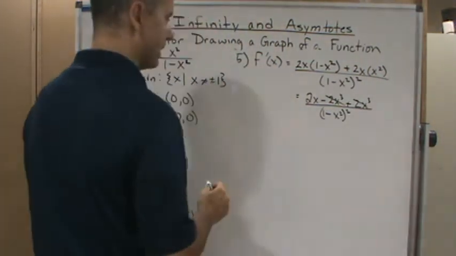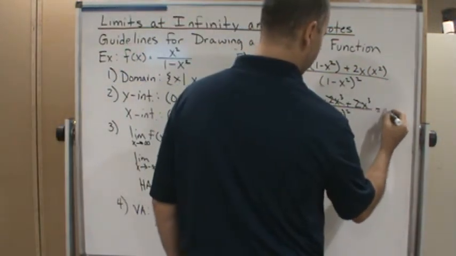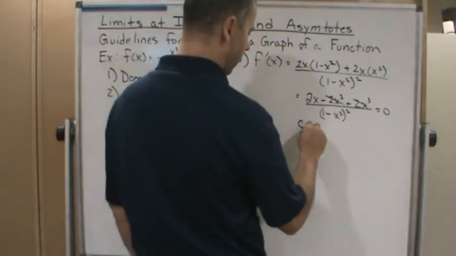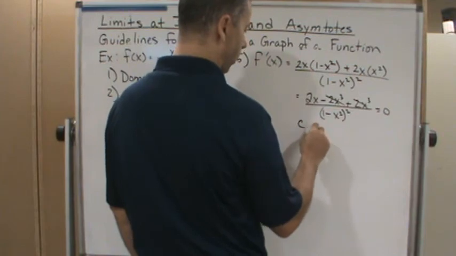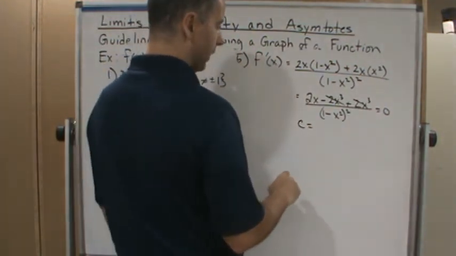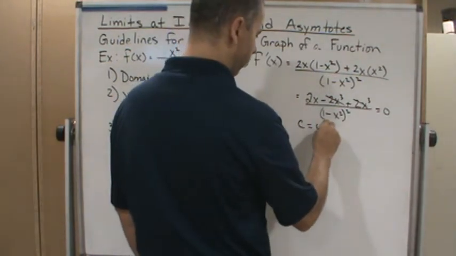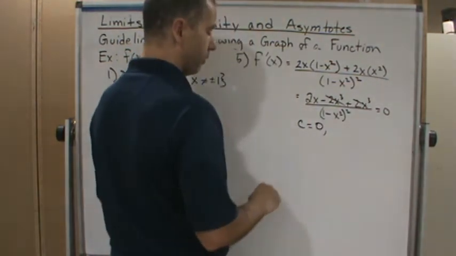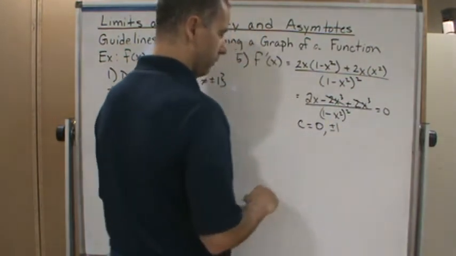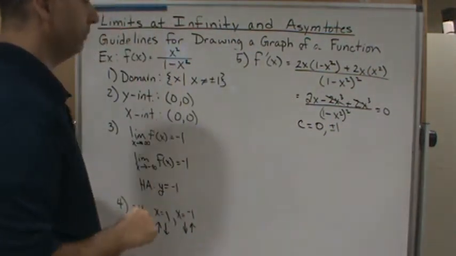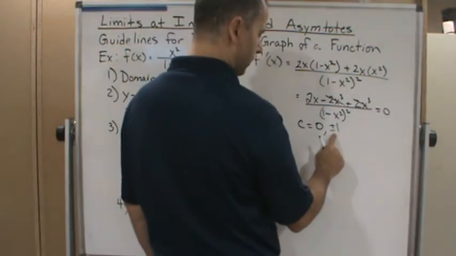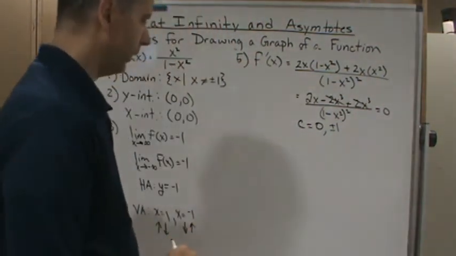Okay, good. Now I want to set this equal to 0. So I want to find all the critical values, right? So all the critical values are where I get 0 or undefined. So in this case, I'm going to have a critical value at 0, and I'm also going to have a critical value at plus or minus 1, where it's undefined. And of course, I already know what's going on at plus or minus 1. Okay?